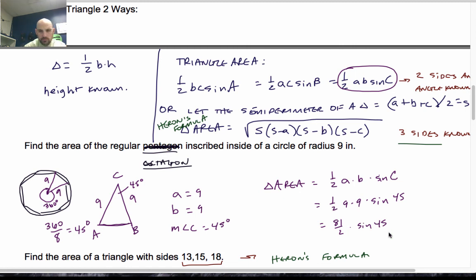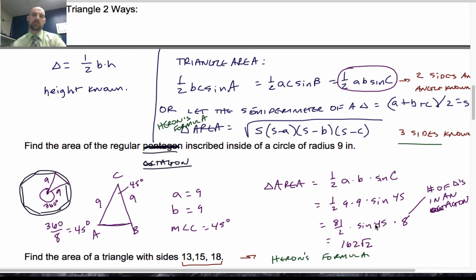So what do I have to consider? Well, I have to consider the fact that this is actually not the area of the whole thing. It's actually the area of 1, right? So if I multiply this times 8, because there's 8 of those triangles, number of triangles in an octagon, I really end up with 162 times the square root of 2, right?